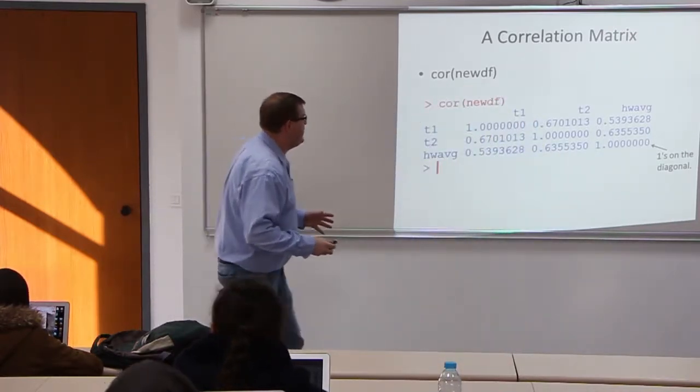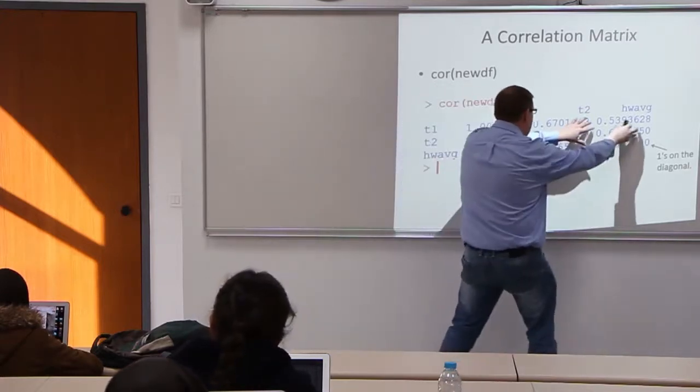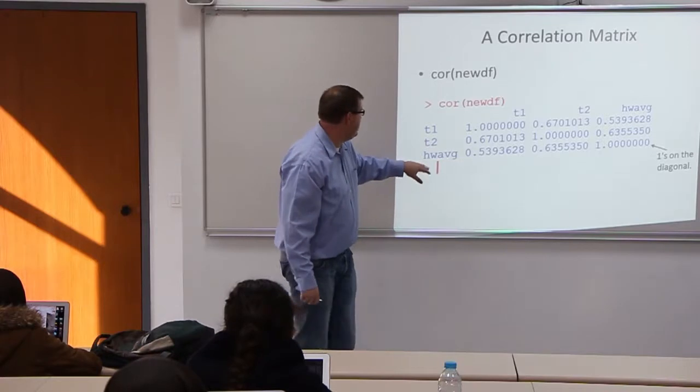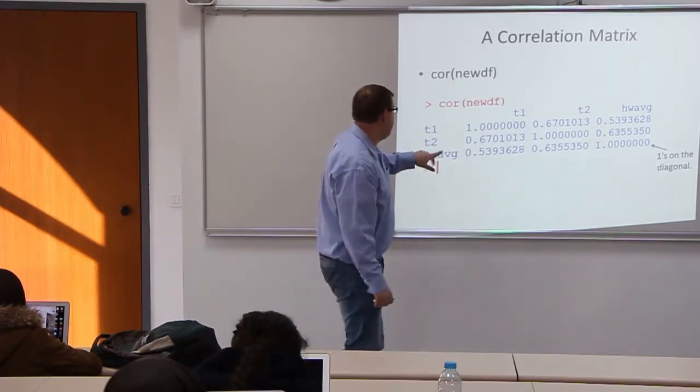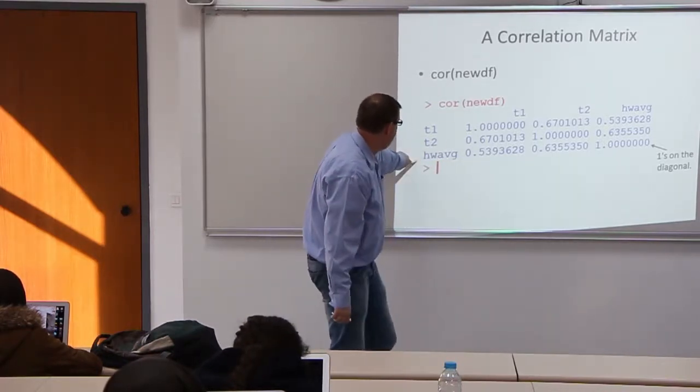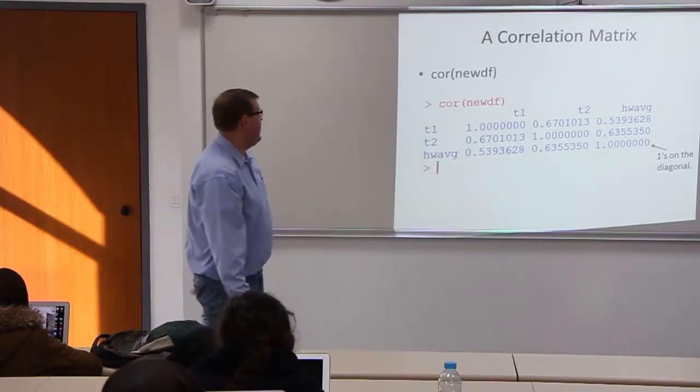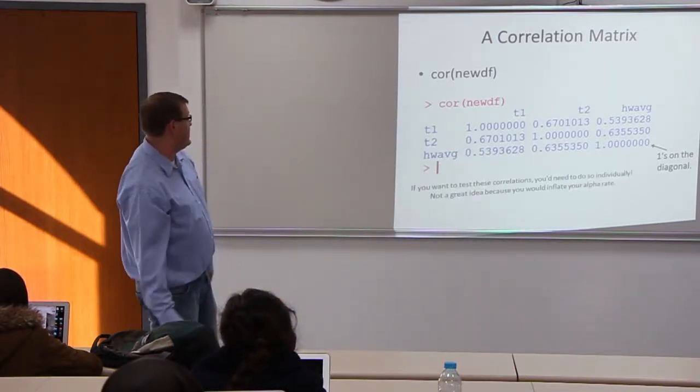And the stuff that we're really interested in is here and here. Right? So the correlation between T1 and T2, 0.67. The correlation between T1 and homework average is 0.54. And the correlation between test 2 and our homework average is 0.64.